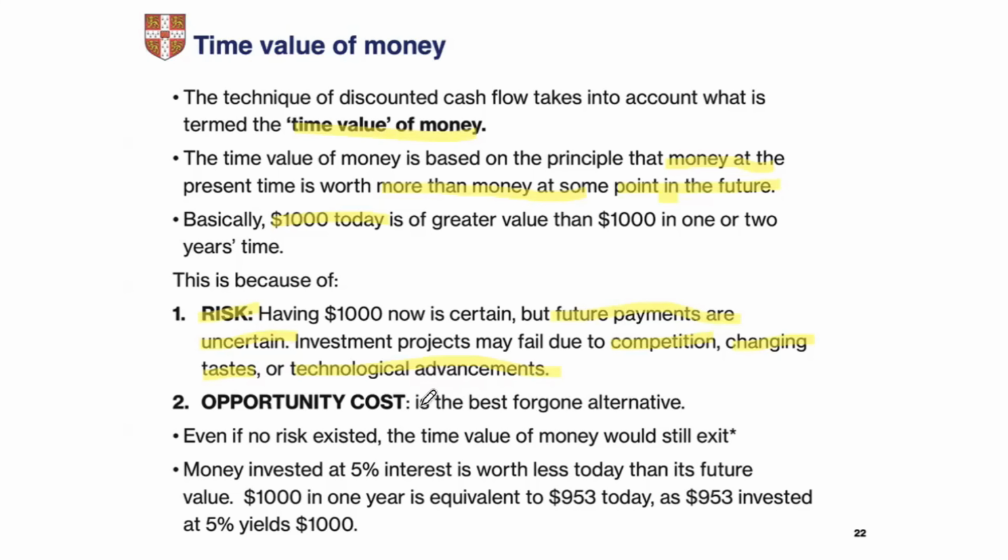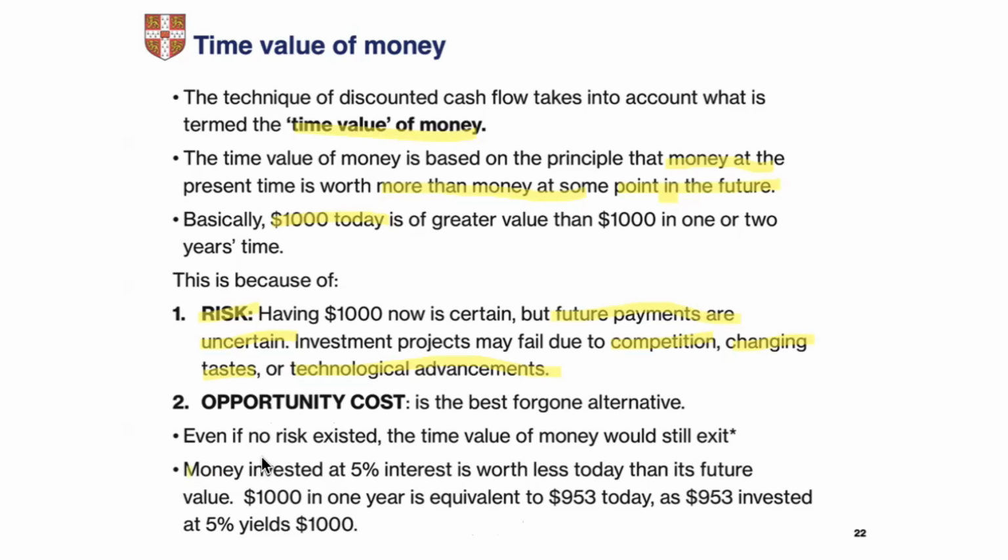So it says here that opportunity cost is the best foregone alternative. We looked at opportunity cost at the AS level, we know what it means. Even if no risk existed, the first point says that because of risk, because a project could fail and future payments are uncertain. However, even if no risk existed, the time value of money would still exist. That means that even if there is no risk, $1,000 is of greater value today than $1,000 in 1 or 2 years' time. Why? Because that $1,000 today could be placed in an interest-bearing account.